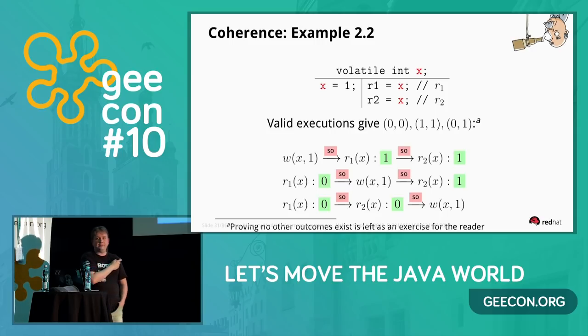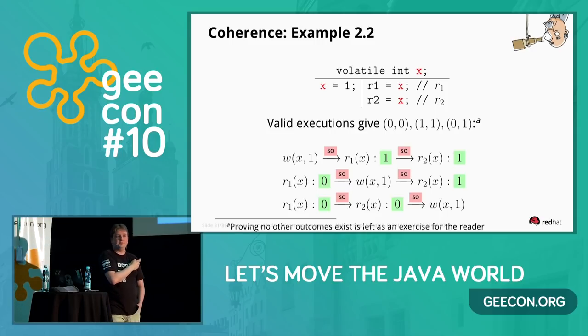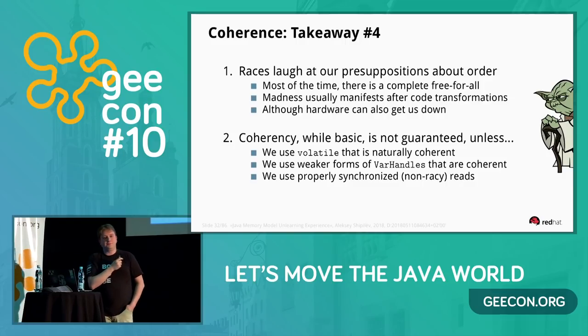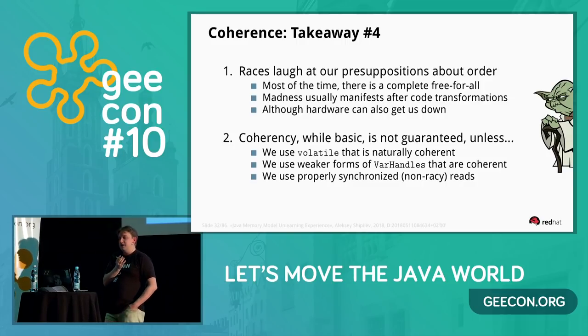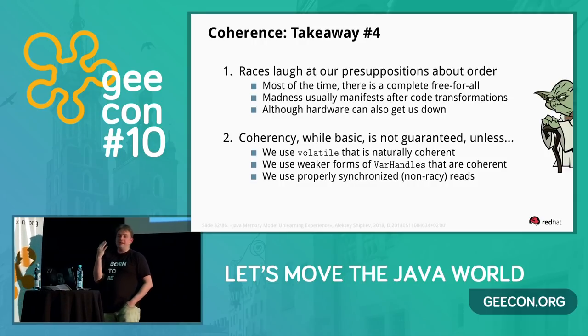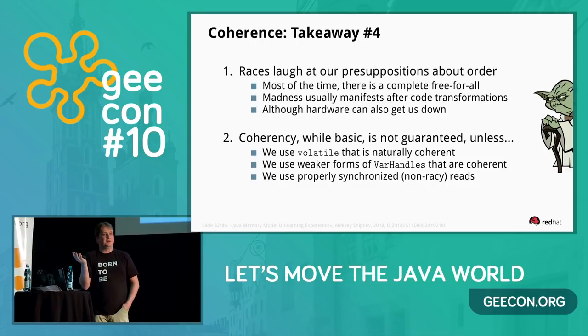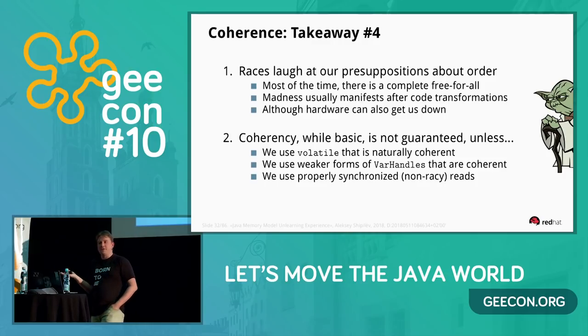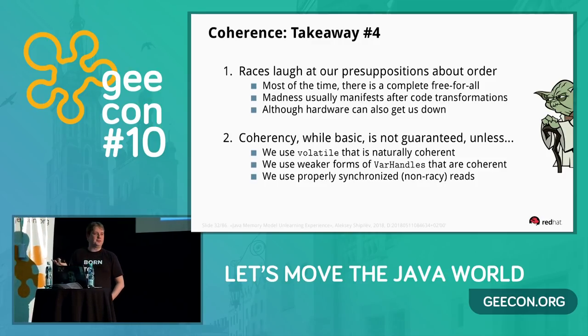But this is the hard thing to do. Hardly anyone can do this regularly without mistakes. So it's more useful to remember the high-level properties. And the high-level property is coherence. So races basically laugh at your presuppositions about the program order or the statement order or whatever. It's mostly a complete free-for-all there.